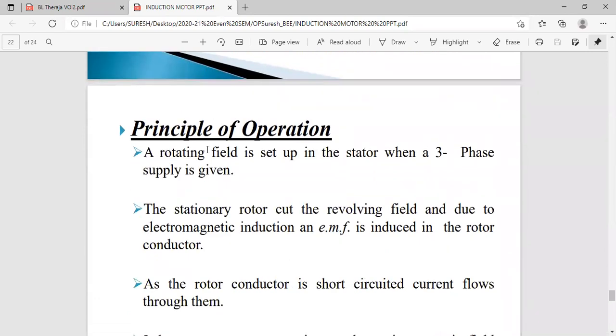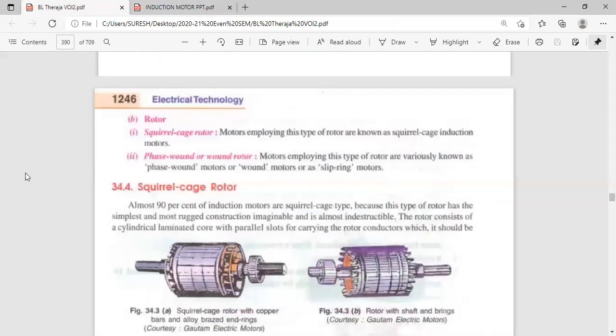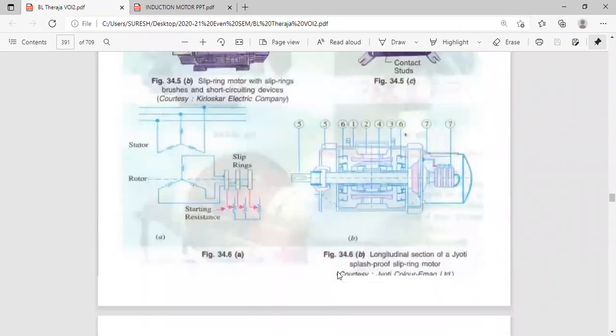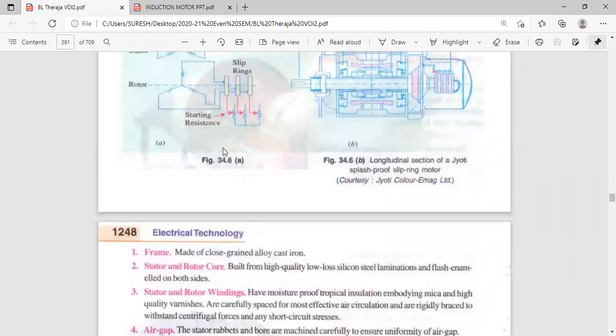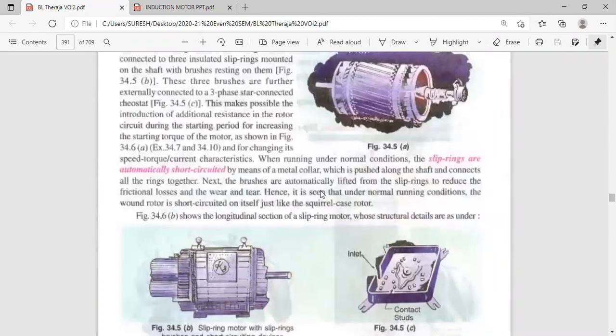Now we'll go to the principle of the 3-phase induction motor. Any doubt in the rotors? There are two types of rotors. One is squirrel cage. In the exam, you have to write all these things. These diagrams are not necessary, but you have to draw one diagram. I am showing which one. Figure 34.6a: stator, rotor, and this one. Only this diagram you draw. No need to draw all these other diagrams. Only a very simple diagram.